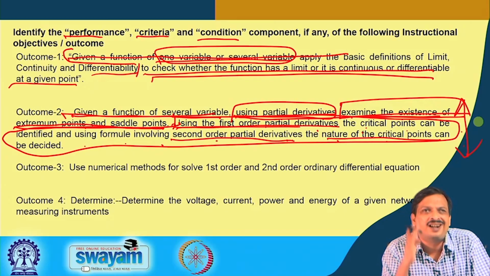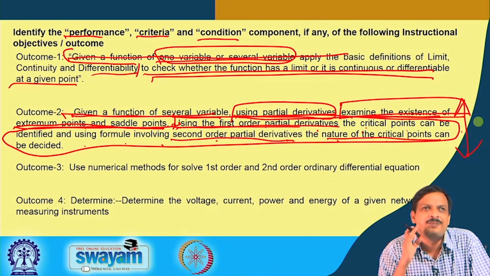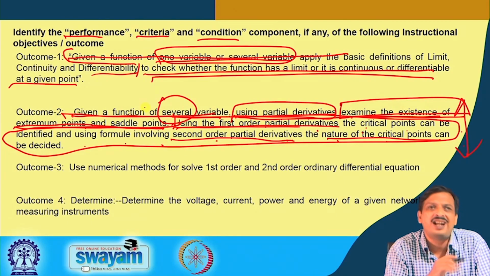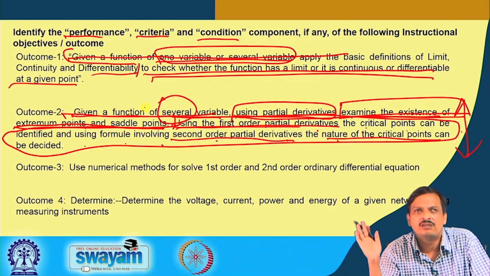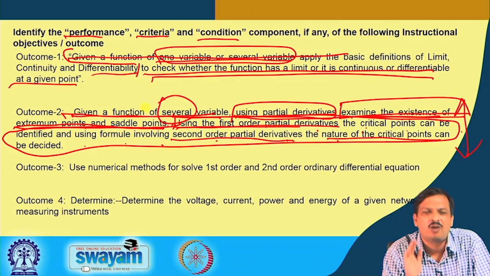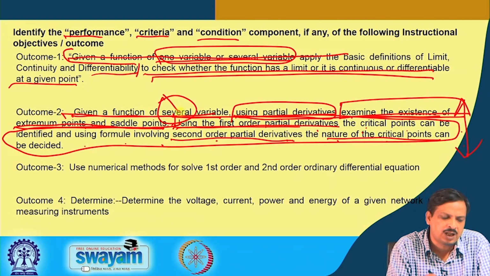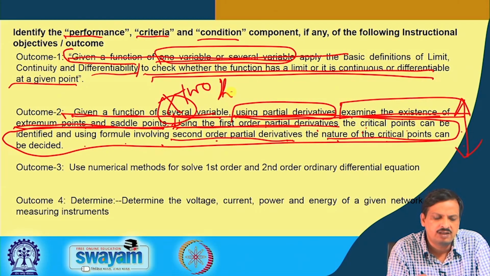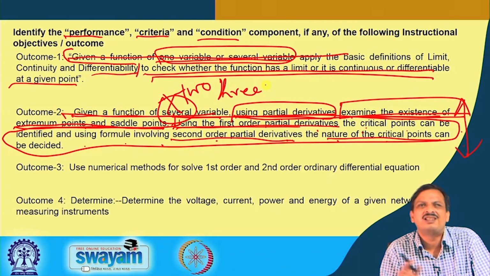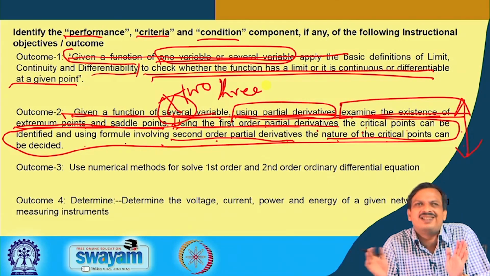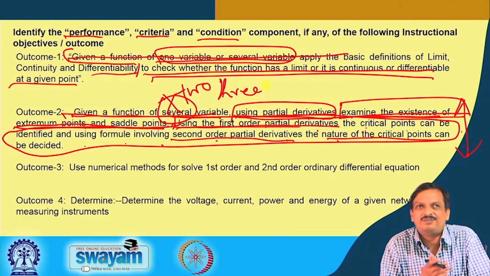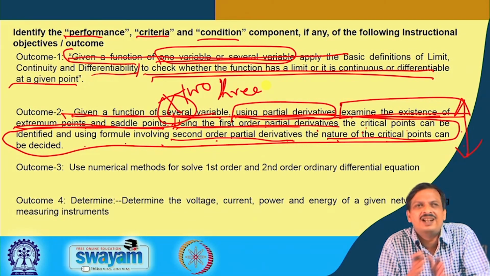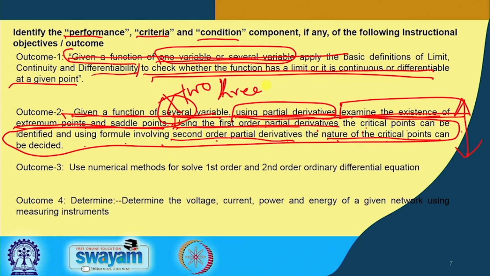Given a function of several variables, it means more than one. So, it may be n. If we cover only two variables, then instead of several variables, write given a function up to two variables. If you cover three variables, you write three variables. Do not write several variables, because then it is not achievable. If I cover 3 variables in my class, I write 3 variables.